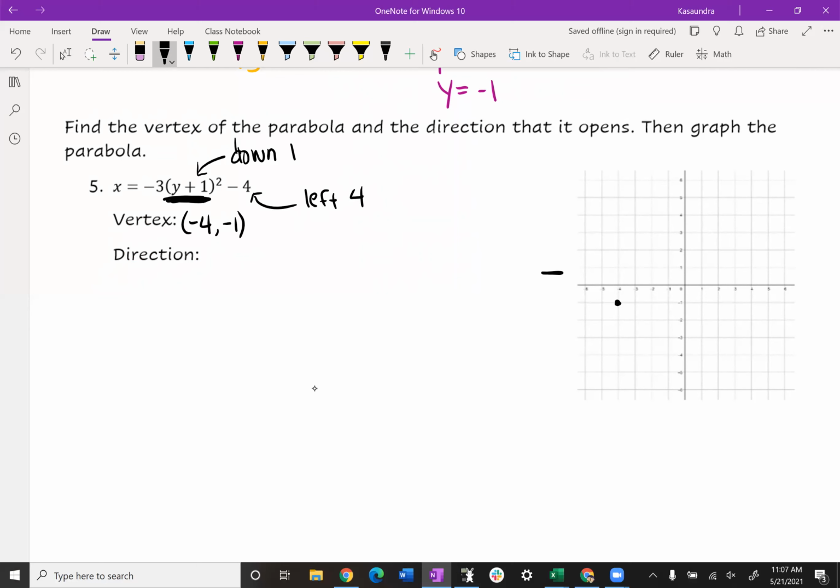All right, and then the direction. So if I had a positive x equals some positive y squared, it would face to the right. If I have a negative in front of my y squared, it will be a reflection and face to the left, which I think I do have this negative in front right here. So it will have to open to the left. Okay, so I know it's going in this direction.